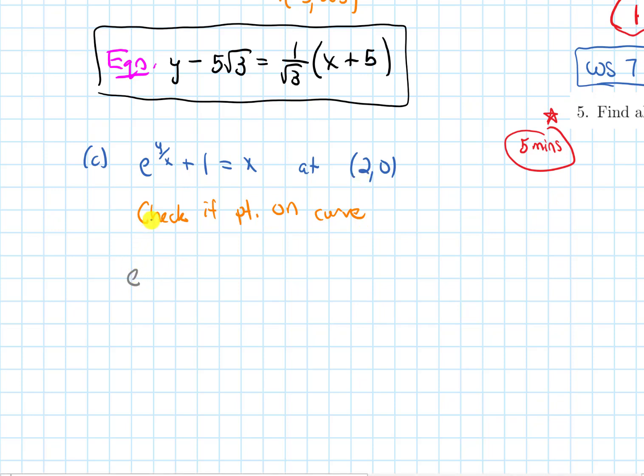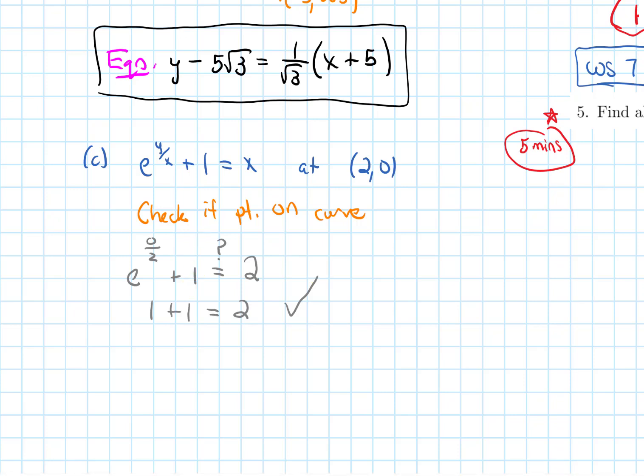So we will plug it in. We get e to the y is 0, x is 2, and then plus 1. And I want to know, will this be equal to x? My x value is 2. So I have e to the 0, which is 1, 1 plus 1, and that definitely equals 2. So I put a check mark. Our point is on the curve.